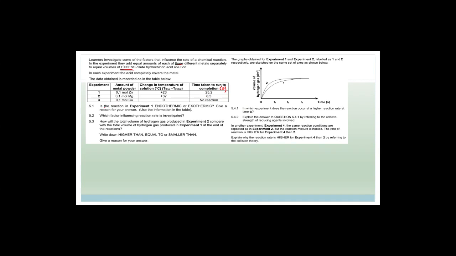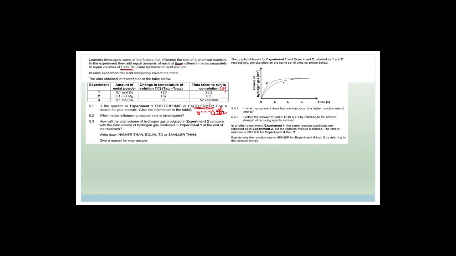Now it says, is the reaction in experiment one endothermic or exothermic? Give a reason for your answer. Use the information in the table. Do you agree that the temperature of the solution has increased? T final minus T initial is plus 23. So the temperature of the solution has increased. Would it be an endothermic or exothermic reaction? The answer is that it's an exothermic reaction because it is giving off heat. The final temperature of the solution was way hotter than the initial temperature. Therefore, it is exothermic because it gave off heat.